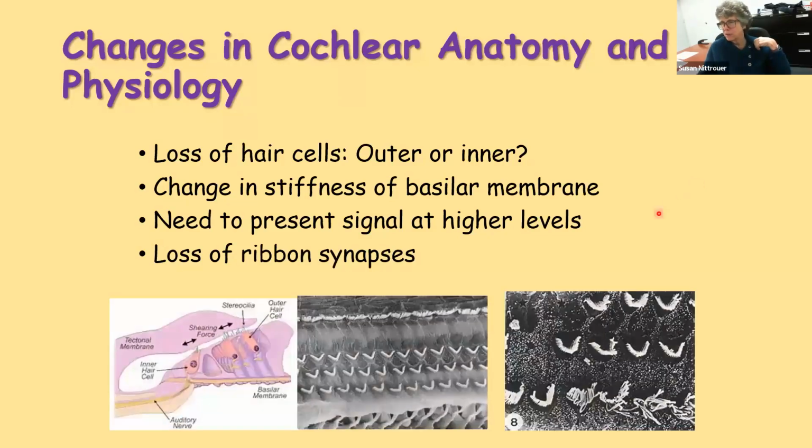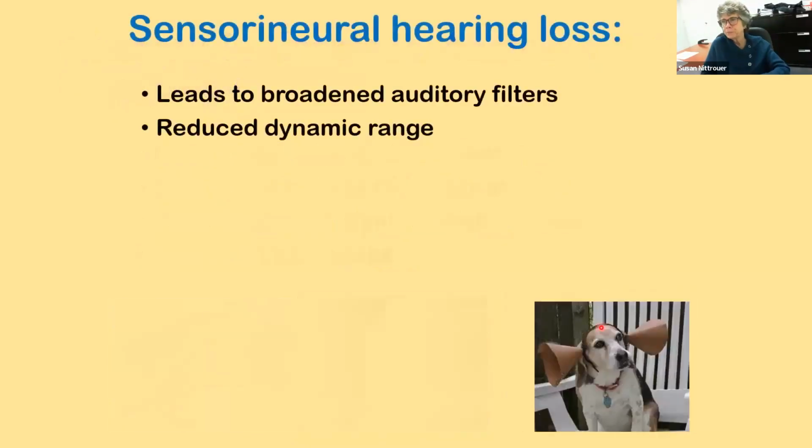Okay, and again, we've seen this before. Here are nice normal inner and outer hair cells. This is what they look like when there is damage. So again, sensorineural hearing loss leads to broadened auditory filters and reduced dynamic range, right? So now the loudest, the highest amplitude sound that one can hear does not change with the hearing loss. What changes is the softest sound you can hear.